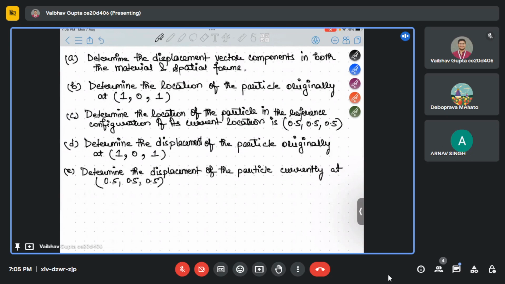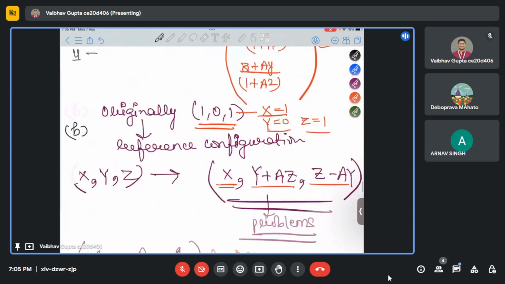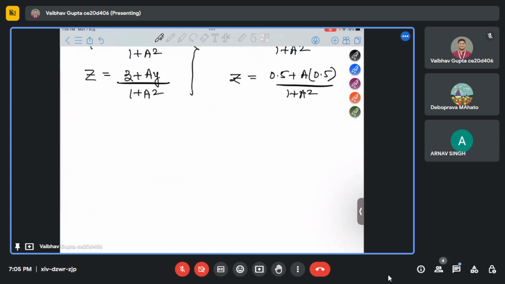He said determine the displacement of the particle originally at 1, 0, 1. So in part D, he has given the capital X, capital Y, capital Z values 1, 0, 1. And he said find the displacement in the reference configuration.